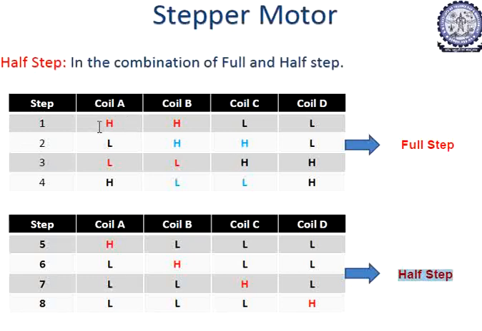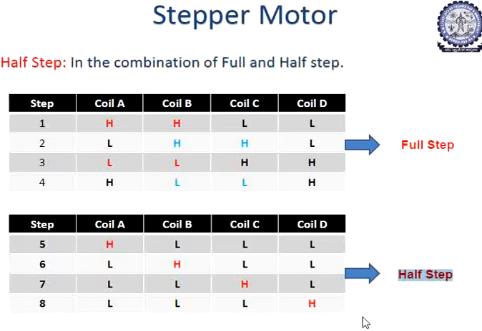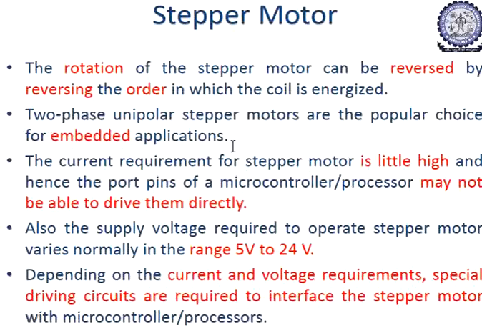Here the full step is nothing but the previous step: high, high, low, low. A is energized, D will become low, B is energized and D will become low. According to that, it is a combination of full step and half step that becomes the wave step. Okay, this is the representation of the stepper motor. The stepper motor can also be reversed in the anti-clockwise direction, which is what we use in embedded applications.